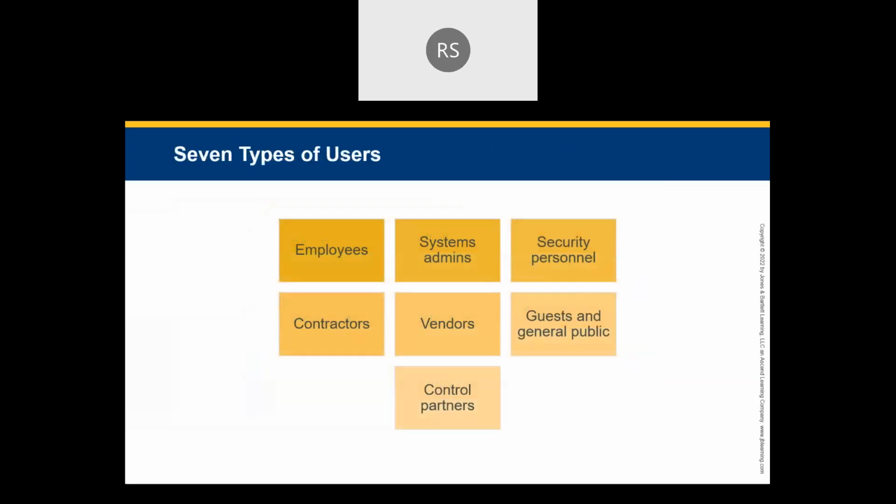Now, there are several types of users within an organization. These users can be categorized into different roles based on their level of access, responsibilities, and relationships with the organization. Looking at these 7 types of users, first is the category of employees, the regular employees who work with the organization. They have different levels of access to the systems, networks, and data based on their jobs, roles, and responsibilities.